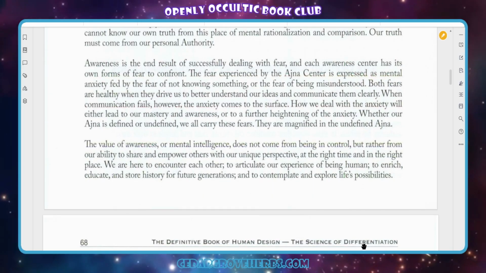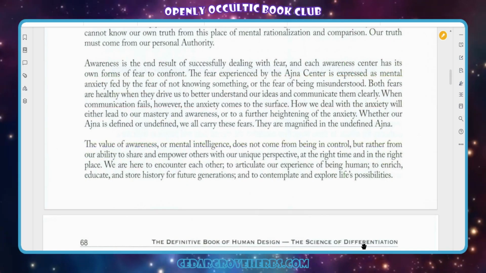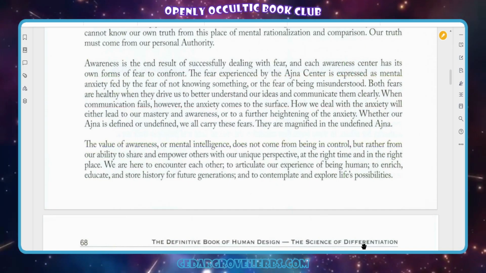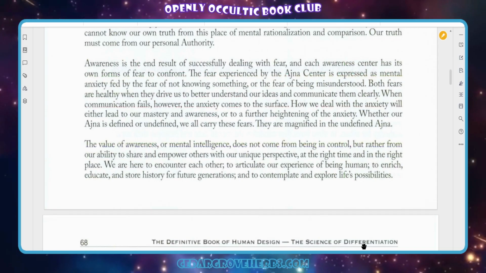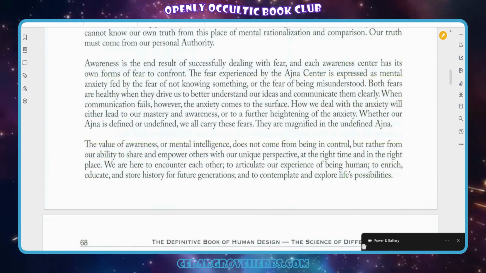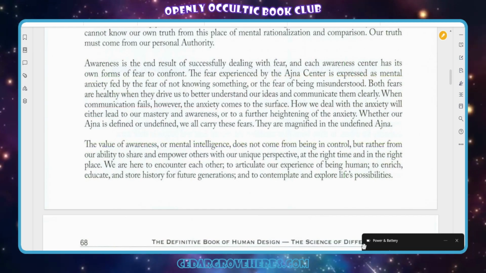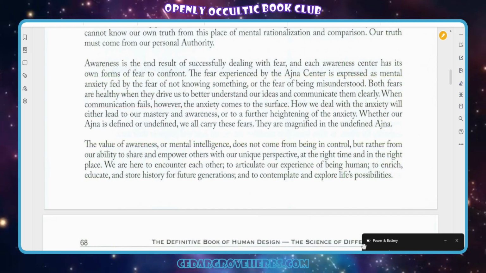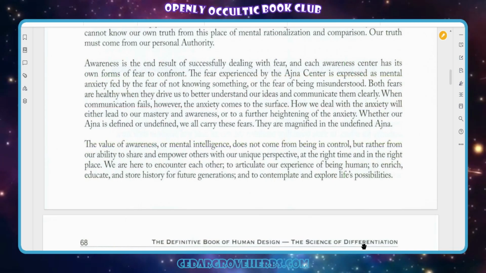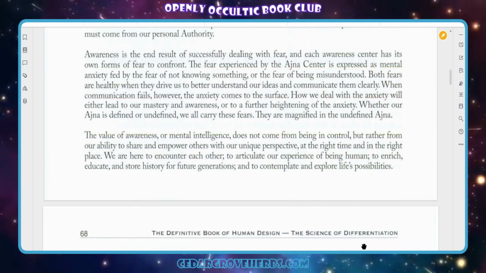So if you have an undefined anjana, it's white on your chart, not colored in, these fears are magnified. The value of awareness or mental intelligence does not come from being in control, but rather from our ability to share and empower others with our unique perspective at the right time and in the right place. We're here to encounter each other, to articulate our experience of being human, to enrich, educate, and store history for future generations, and to contemplate and explore life's possibilities.